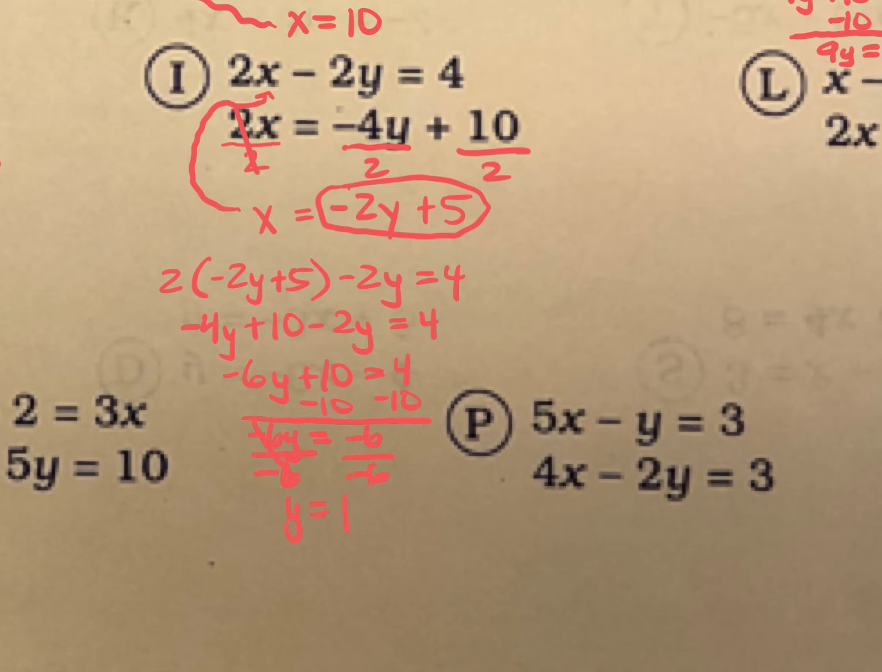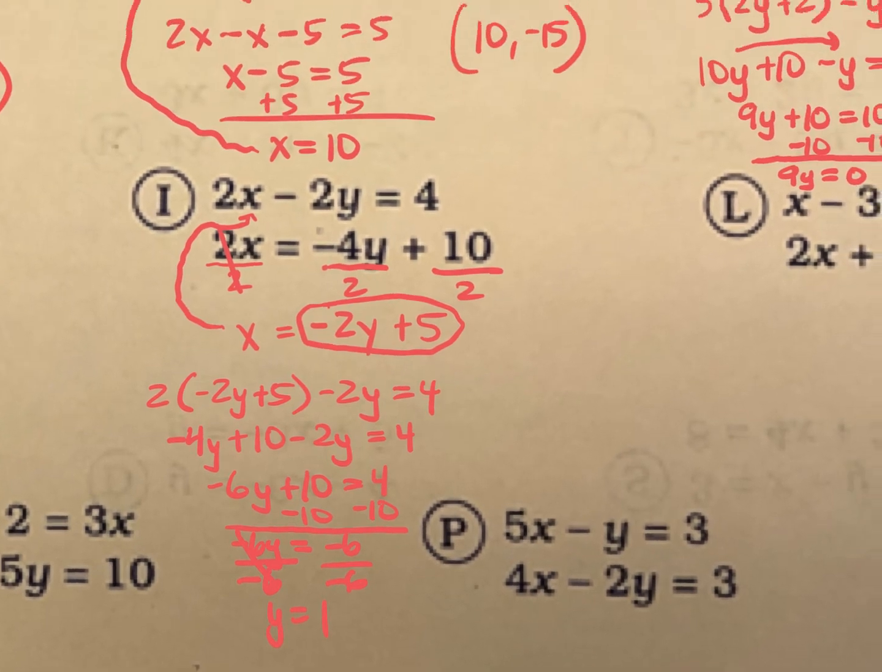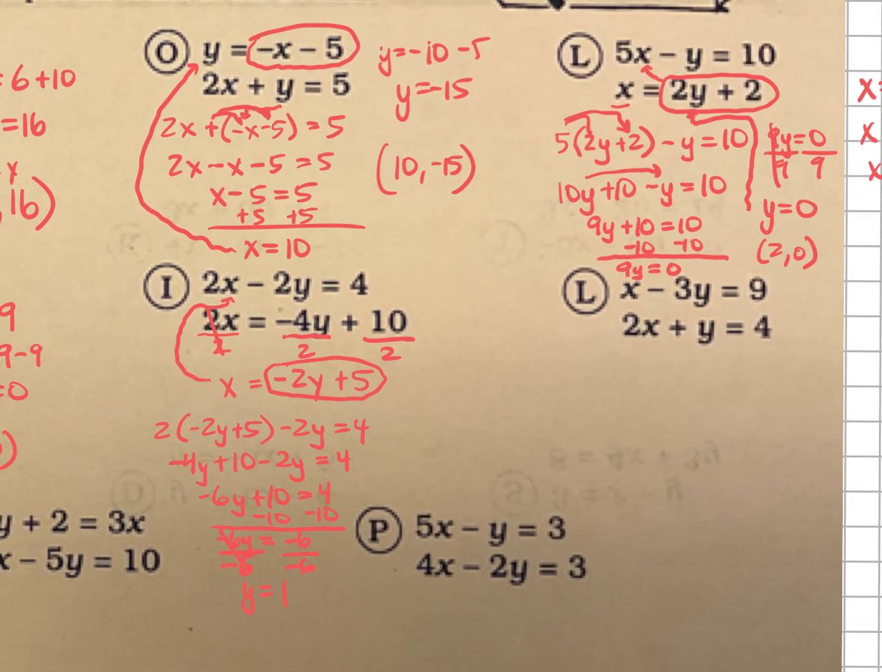Y equals positive 1. All right, so if y equals 1, I'm going to send it up to right here. Seems like the easiest place to put it. I can put it anywhere else. That x equals negative 2 times positive 1 for y plus 5. X equals negative 2 plus 5. X equals positive 3. So the answer is 3 comma positive 1. These are hard. We're going to backtrack big time this week.